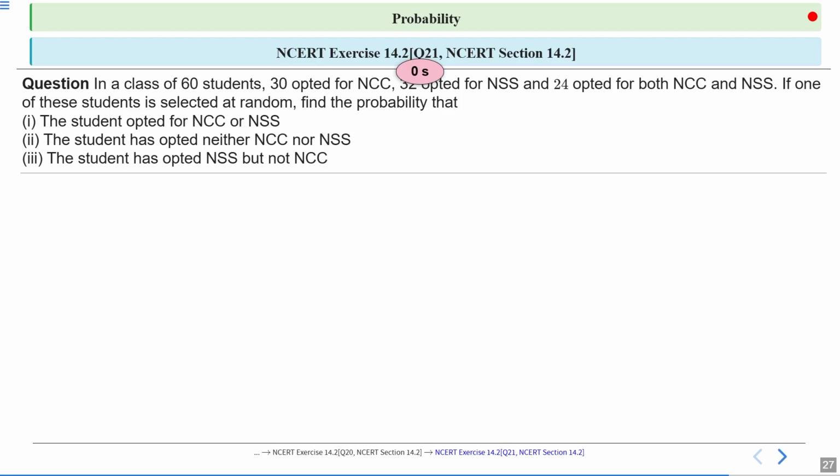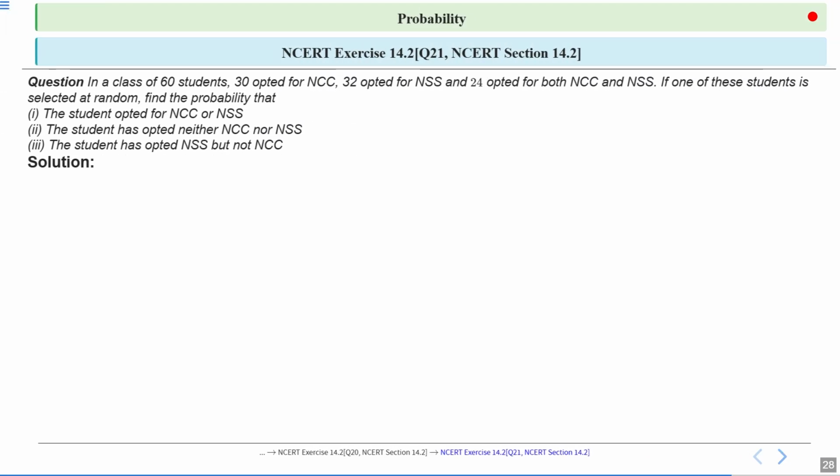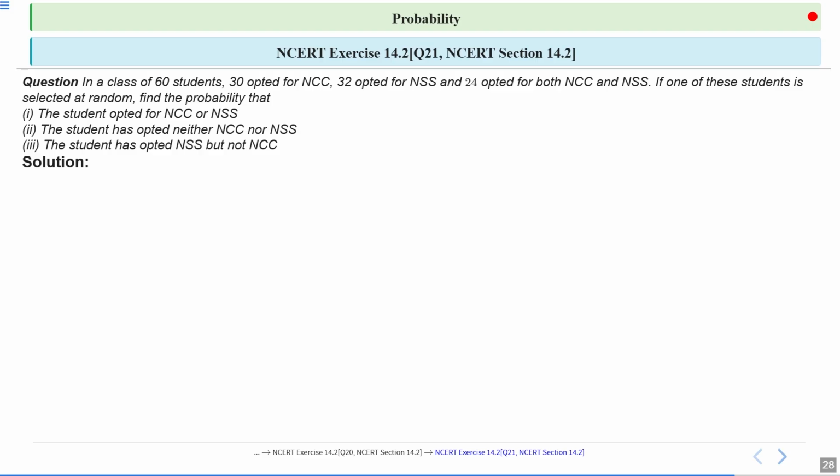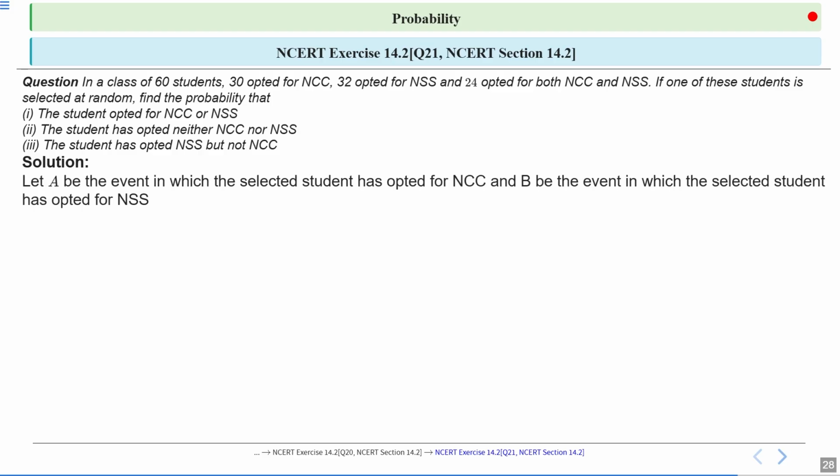Okay, students, now we will solve this question. First, let A be the event in which the selected student has opted for NCC, and B be the event in which the selected student has opted for NSS. Clear? So first, let the events. And then here you can see total number of students is 60. Number of students who have opted for NCC is 30.